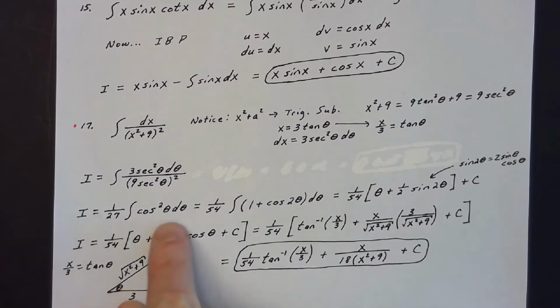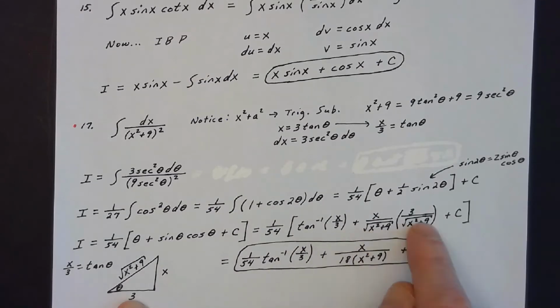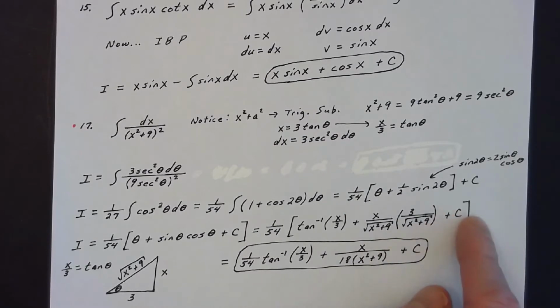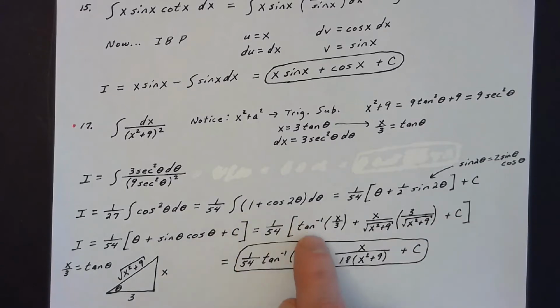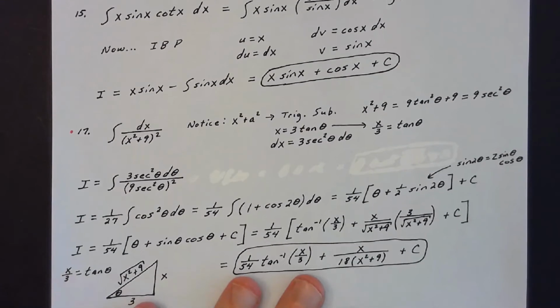Now I can say, well, the sine of theta is just opposite over hypotenuse, x over the root. The cosine of theta is the adjacent over the hypotenuse, the 3 over the root. Then I have plus my constant of integration. Last step is just simplifying. We know the 1/54 is going to be multiplied by the inverse tangent of x over 3. In this second group, what I did is I said 3 will go into 54 18 times, and the 3 cancels out. I'll still have an x in the numerator and a factor of 18 times x squared plus 9 to the first power in the denominator, plus your constant of integration. Now, that one's a pretty cool problem.